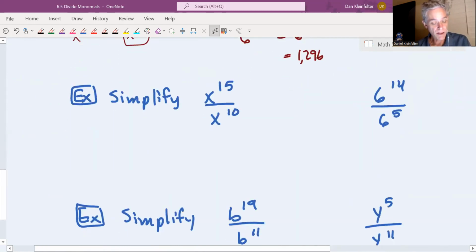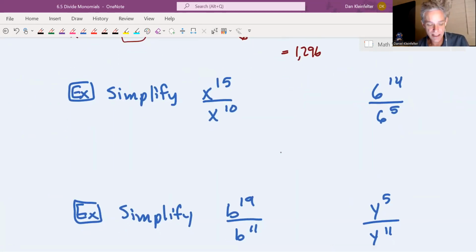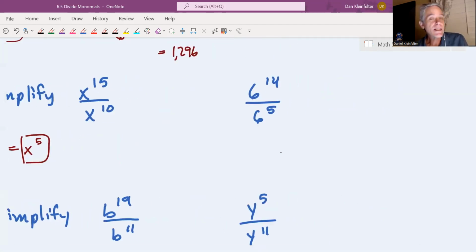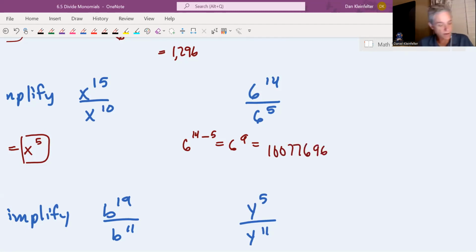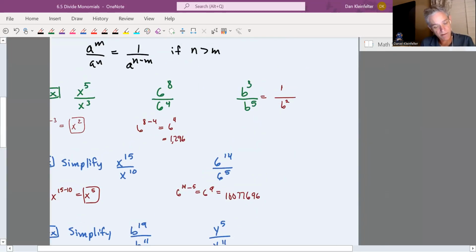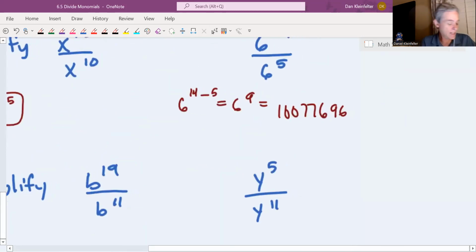Okay, so next we have x to the 15th over x to the 10th. That will be x to the 5th power when you subtract exponents. Okay, 6 raised to the 14th power divided by 6 raised to the 5th power. That's 6 raised to the 9th power. And we could probably leave it like that, but I'm curious to see what it works out to be. So that's 10,077,696.